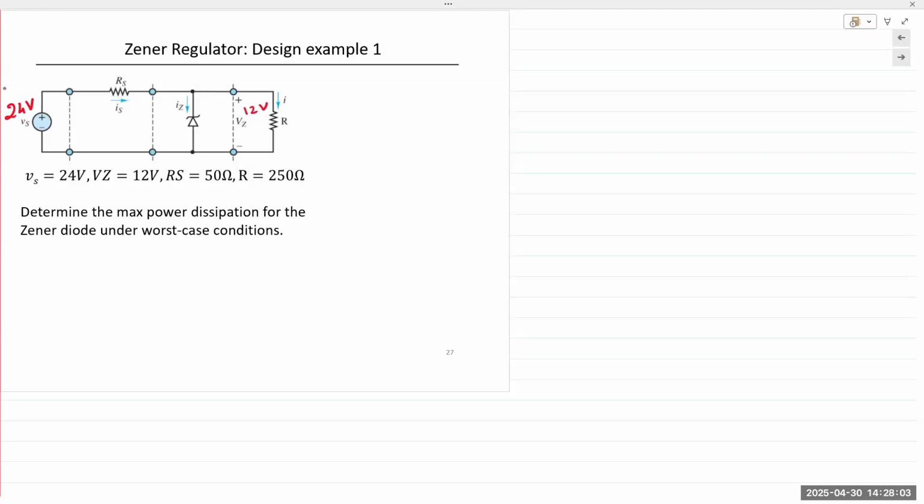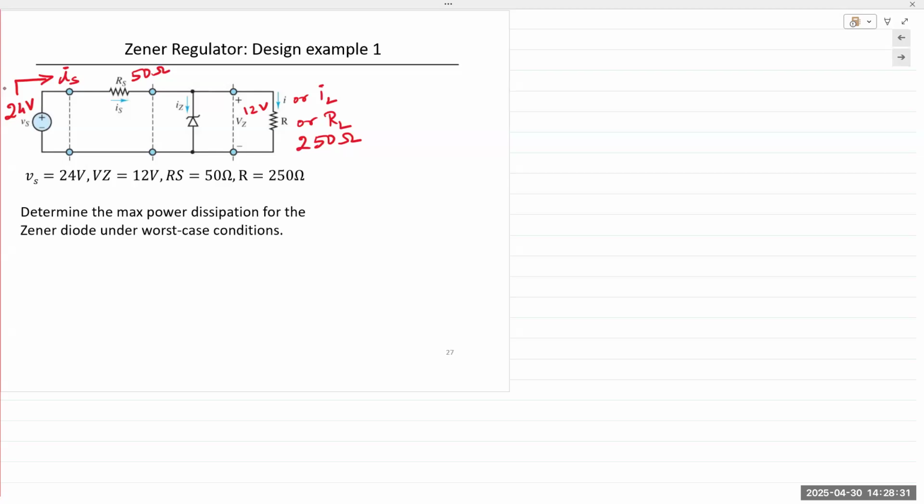We have IS coming from the supply. So IS, IZ is going down the Zener diode. This I'm going to call IL. And this is going to be RL. In this particular instance, RL is given to us as 250 ohms. RS is already given to us as 50 ohms. All other quantities remain constant.